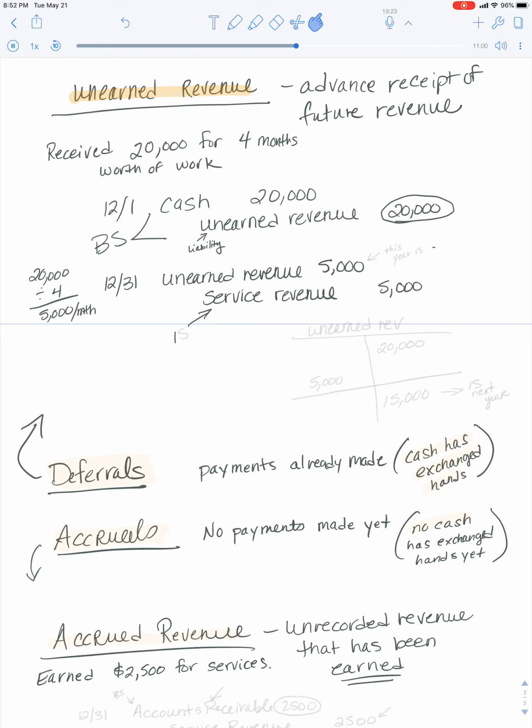Let's see what remains in that account. If we do a T account for unearned revenue, we put $20,000 in it. We just took $5,000 out at the end of the year, and we still have $15,000 left to earn. And this will be on the income statement next year. This hits the income statement this year.